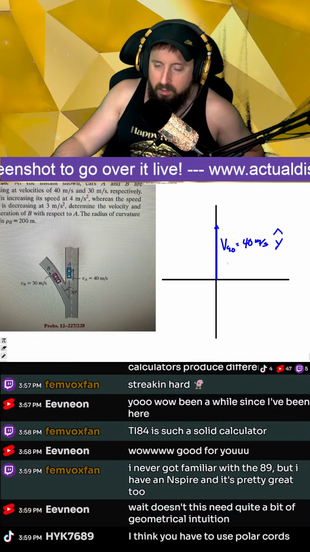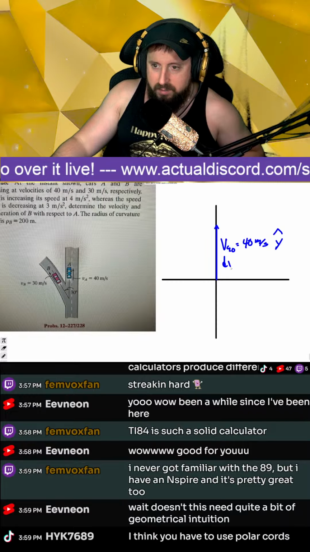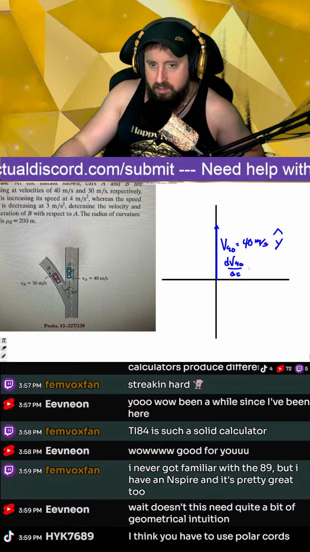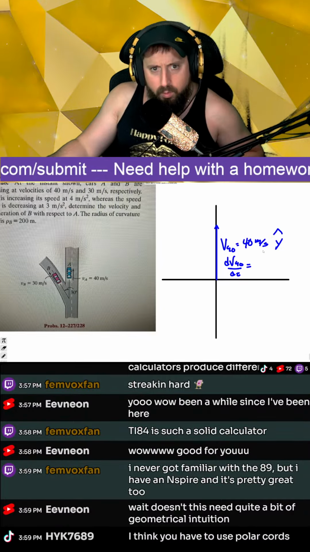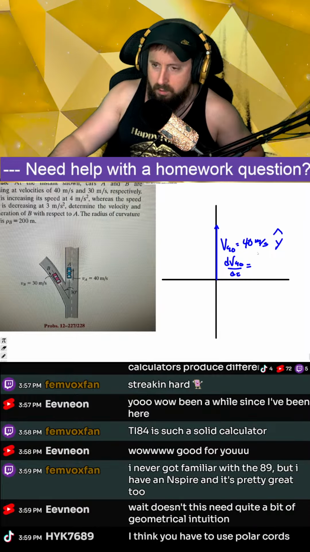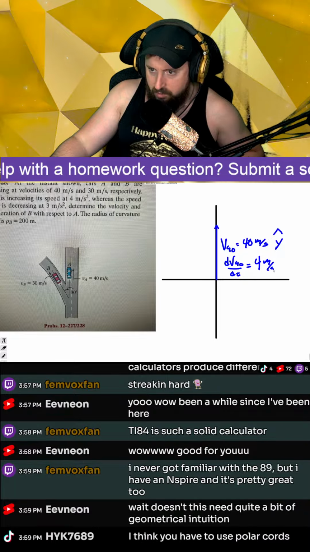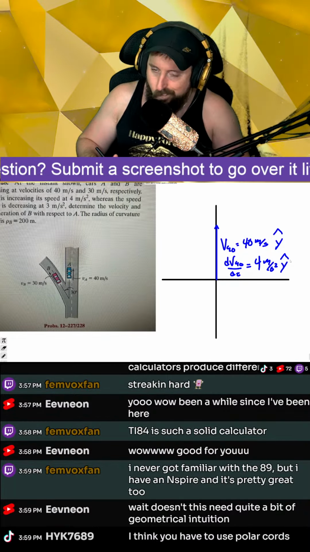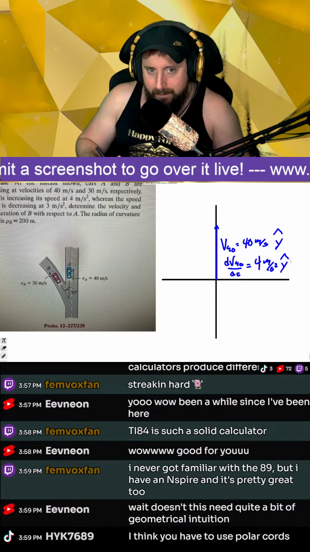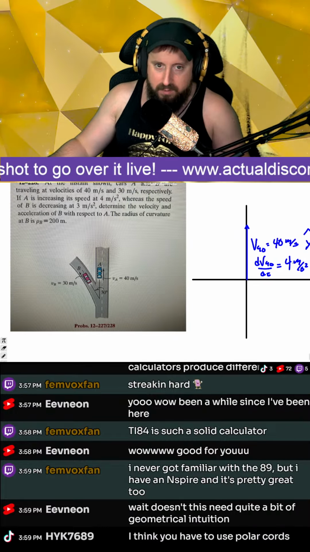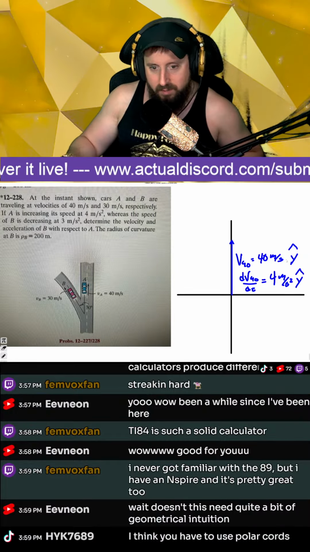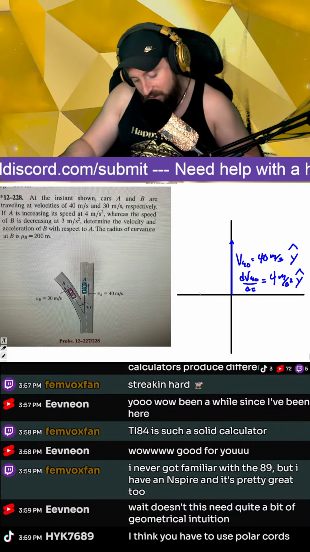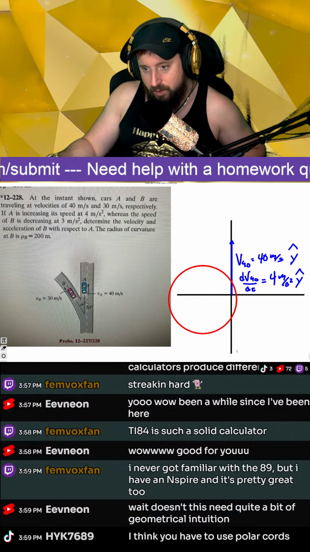You're right. But then dVA naught/dt is equal to 4 meters per second squared, and that acceleration is also in the y-hat direction. Yeah. Okay. The weird thing is B is moving, so B also has centripetal acceleration. B is moving in an arc, so let's draw the arc that's happening here.